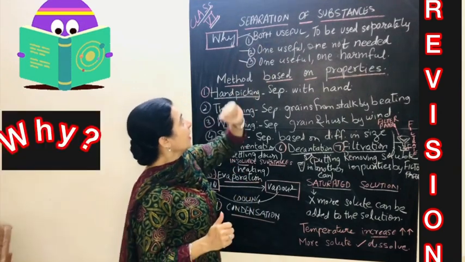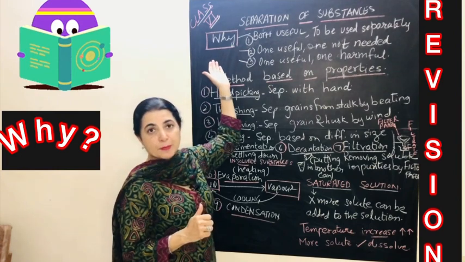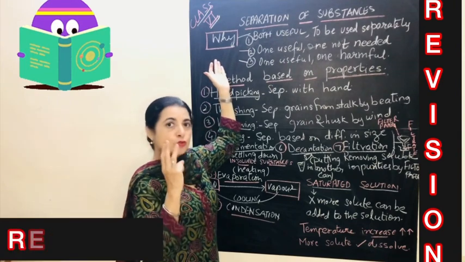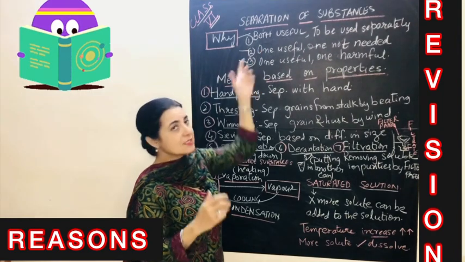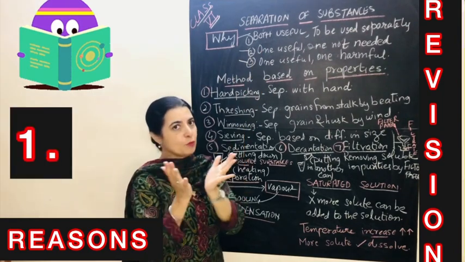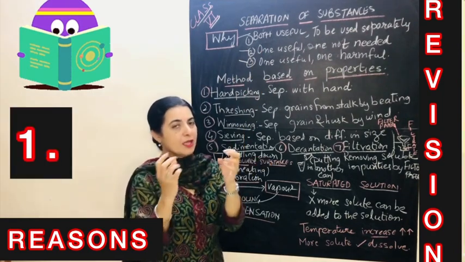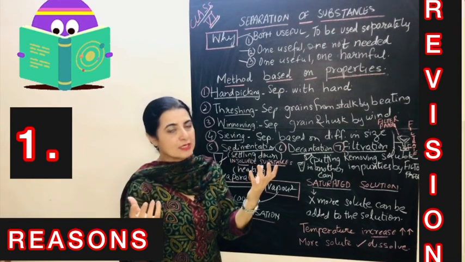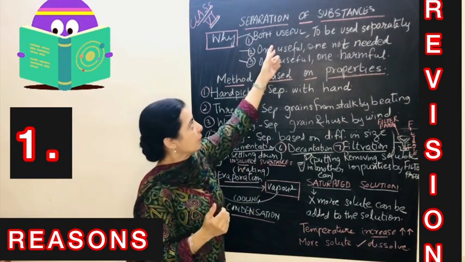As you can see, there is a reason why we need to separate the substances from a mixture. So उसके तीन reasons हैं. The first reason is कि हमारे दो या तीन substances जो हैं वो mix हो गए हैं, उनको हमने separate करना है because हमने उनको separately use करना है. So all of them are useful and we need to separate them.